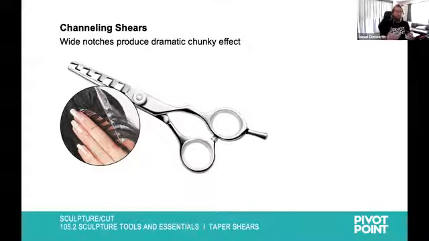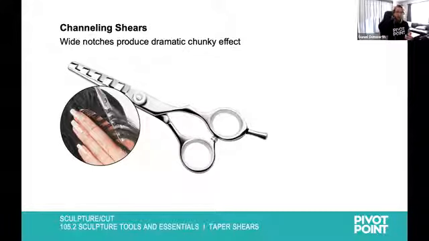Many times it's very similar in concept to a taper shear, that you have a smooth blade and then one notched blade. And these come in everything from concave to convex styles, big square notches that are in there. I've seen circles that are cut inside of it. Of course, what you really want to pay attention to is how much hair does it reduce, and what's that spacing? What's really going to help you create that dramatic effect that you're looking for? And that's typically what a channeling shear will do, is give you a more dramatic effect.